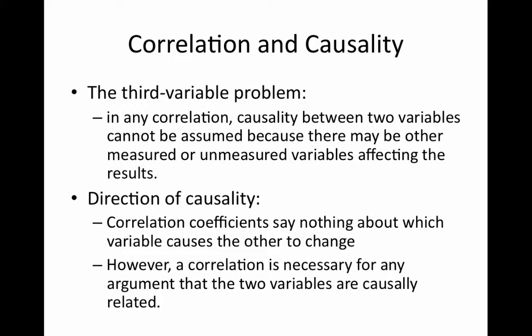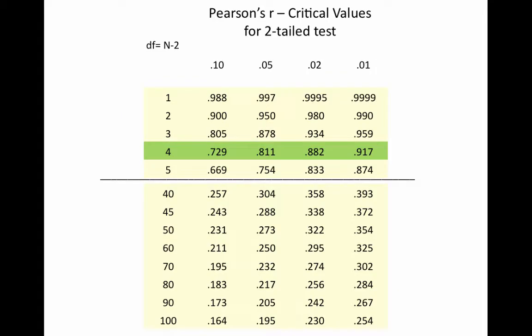However, correlation is not necessary for any argument that the two variables are causally related. Do not ascribe more meaning, for example causation, to correlational coefficients than they deserve, although it is a powerful tool to examine associations. So correlation is an important analysis for further advanced analysis, for example regression, factor analysis, PCA. Pearson's r critical values for a two-tailed t-test.